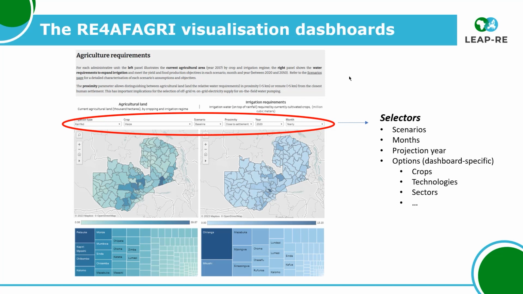Of course, these selectors are very much dependent on the dashboard in question. For instance, here we are in the agriculture and cropland dashboard, so we can choose between different irrigation types, crops, as well as proximity of cropland to the settlement. However, in other dashboards, such as the technological ones, it's possible to select between different technologies. However, some indicators, such as the scenario and the year, are consistent among all dashboards as they are homogeneously modeled across models.